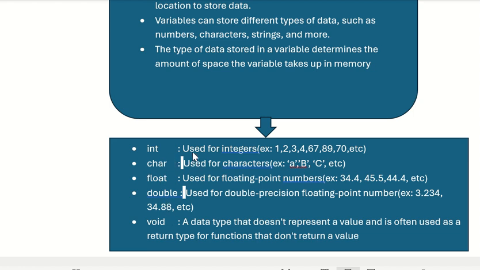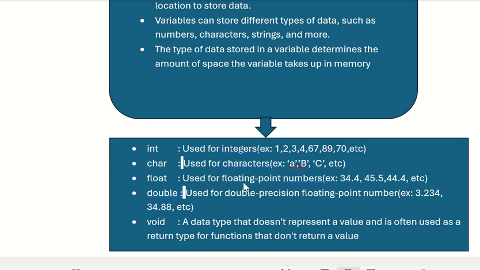You can see integer, what is the use case? It is used for integer values. What are integer values? 1 2 3 4 5 6 7 8 16 18, whatever, we have put some examples here. And then character, used for characters like a, b, c. Single quotes are used to define character variables.